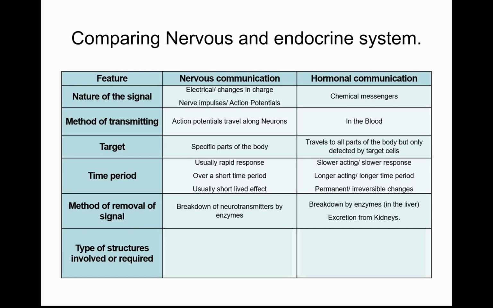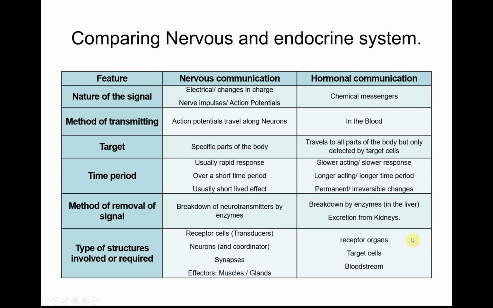So if we think about what we need: receptor cells, or sometimes called transducers, but we call them receptors. Transducers are things that can change one type of energy to another effectively. You've got your neurons, often associated with a coordinator like the brain or the spinal cord. You've got synapses, which are just the gaps, the junctions between neurons, and then you've got your effectors like muscles and glands.